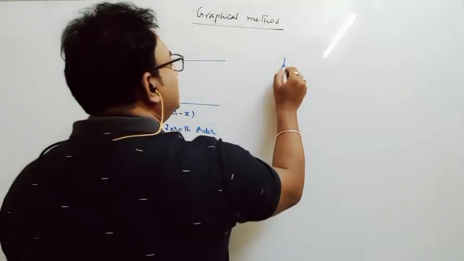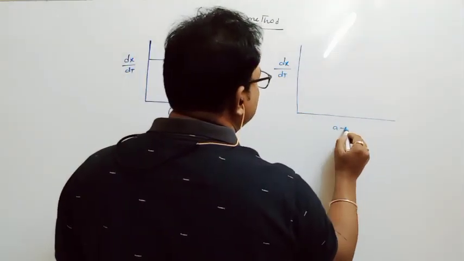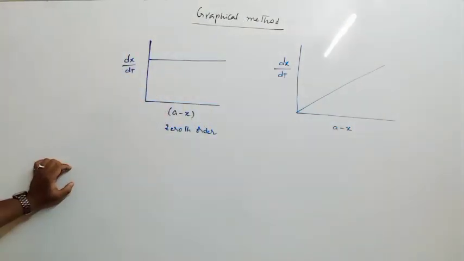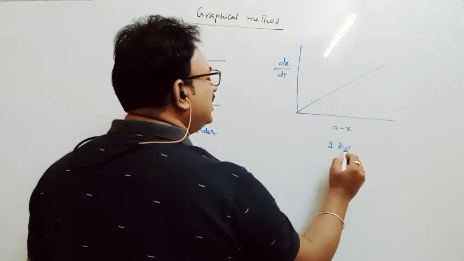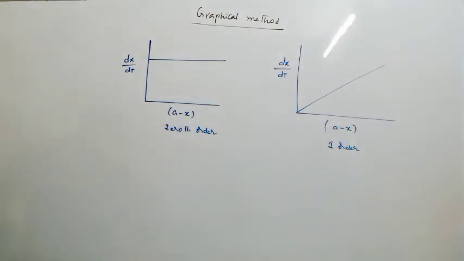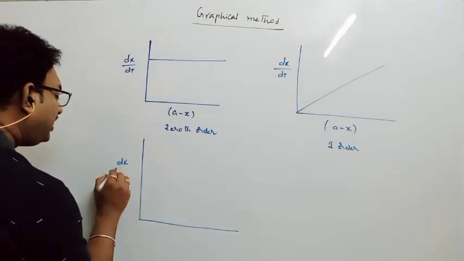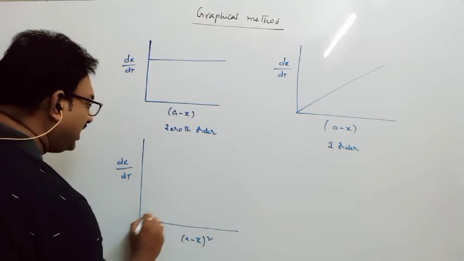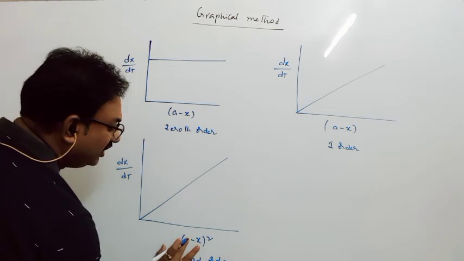Next, dx by dt versus a minus x. If the graph is like this, then it is considered to be a first order reaction. Next, again, dx by dt versus a minus x whole square is like this. It indicates a second order reaction.